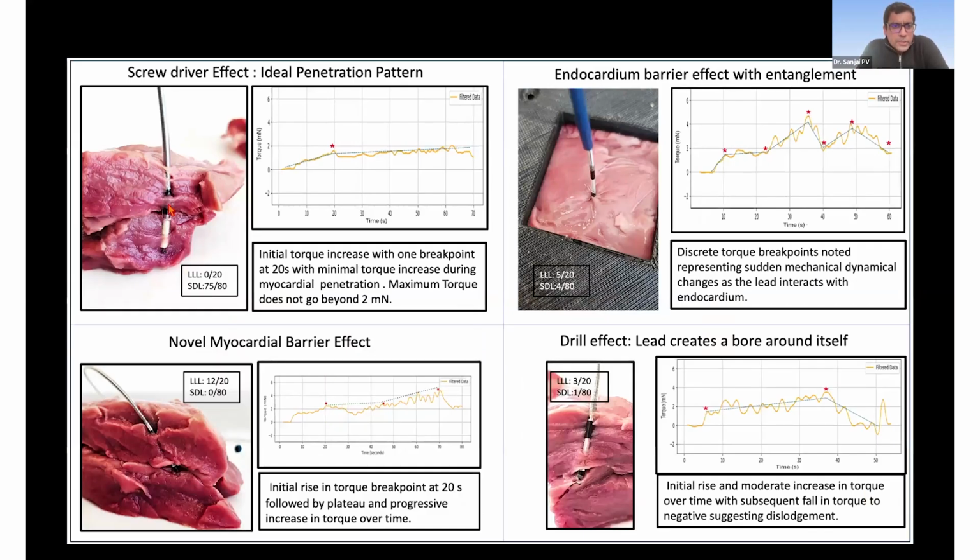So this was the screwdriver effect where you had the lead penetrating through and through up to the endocardial surface of the other side. This was the endocardial barrier effect where you had crimping of the septum, just the helix getting caught in the surface of the tissue. And this is a drill effect where you had a bow occurring around the lead helix as it's being rotated. And this was the myocardial barrier effect where you can see once the anode has been wedged into the septum, it was very difficult for further penetration of the 3830 lead into the septal tissue.